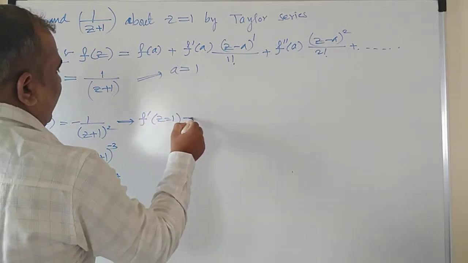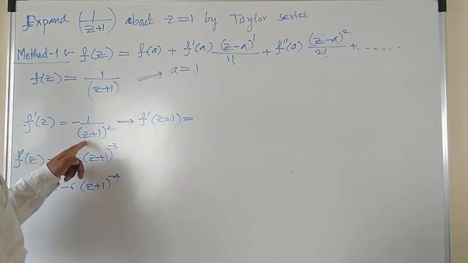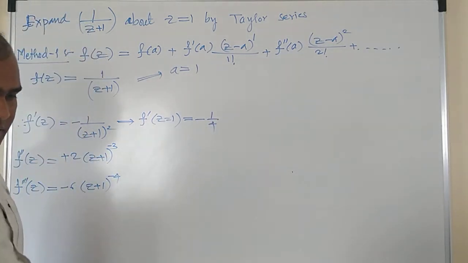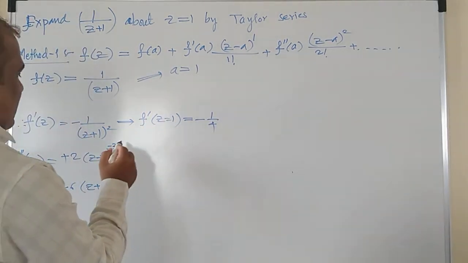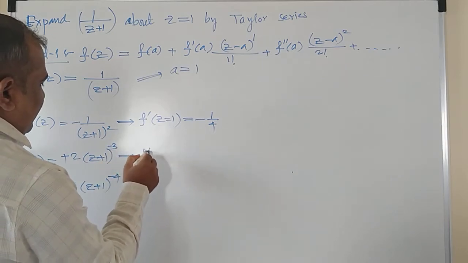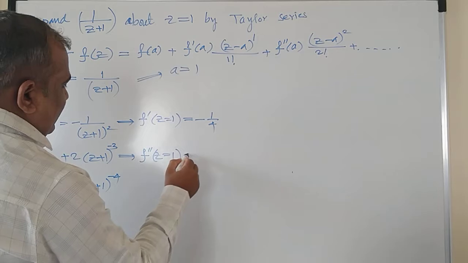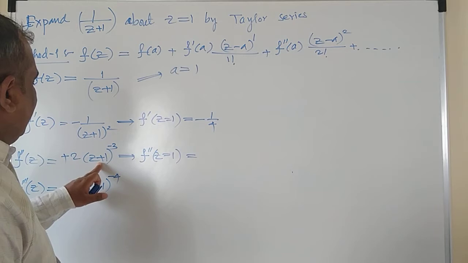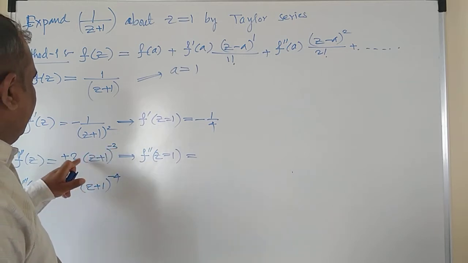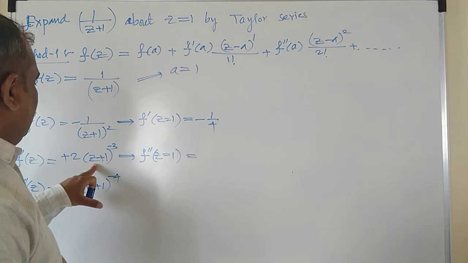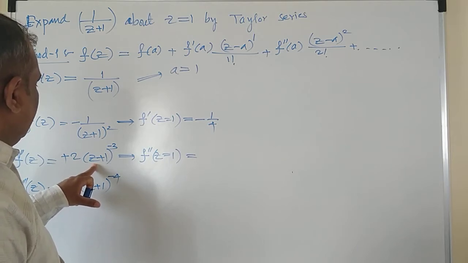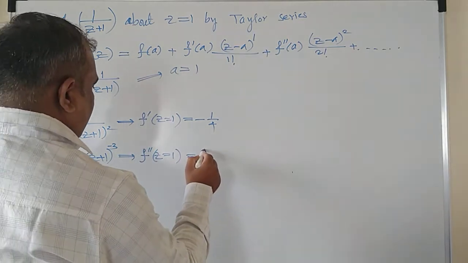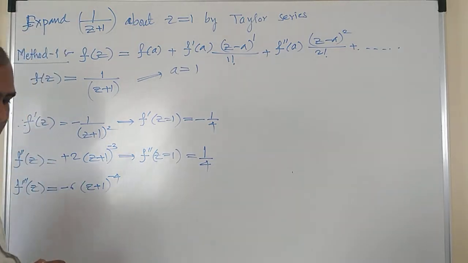So thus this gives me f dash of z at a. A is having value 1. So if you put 1 into it, you will get 1 plus 1 is 2, 2 square is 4. So minus 1 by 4, right? And this will give me f double dash of z equals to 1. This is equals to plus 2 into 1 plus 1, 2, 2 raised to power minus 3. That means 2 by 2 cube, that means 2 upon 2 square. That means 1 by 4.